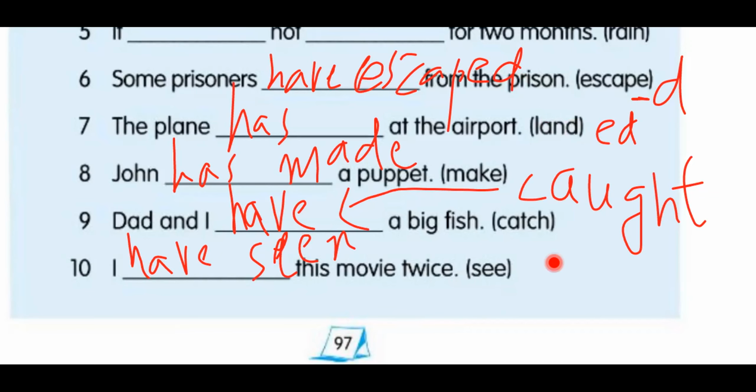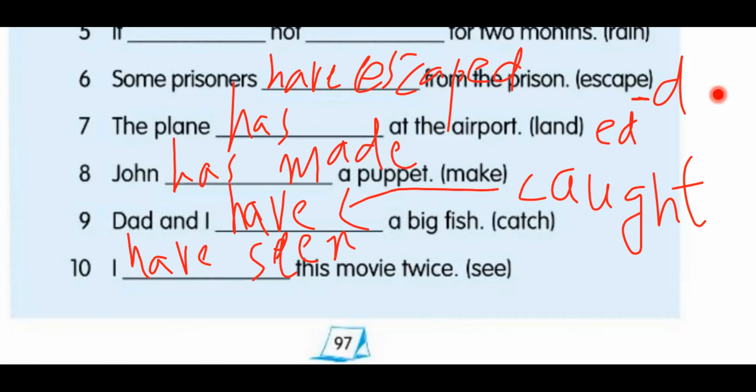Some prisoners have escaped from the prison. The plane has escaped at the airport. John has made a puppet. Dad and I have caught a big fish. I have seen this movie twice. Yes, can you read out once again? Sorry, I was doing something, so I didn't hear. Can you read once again? Repeat once again from sixth sentence.